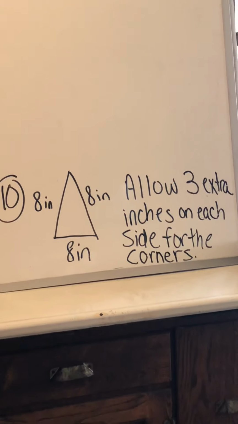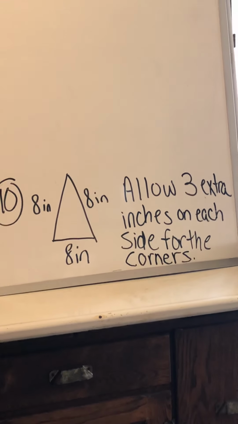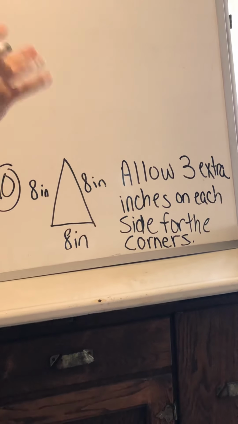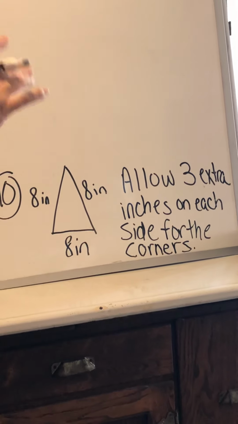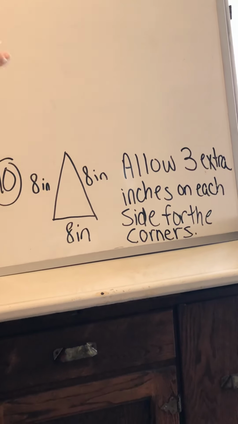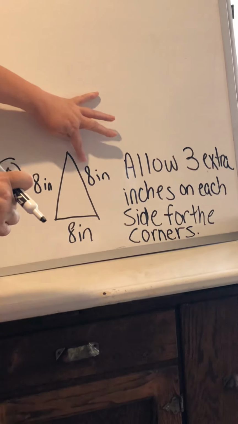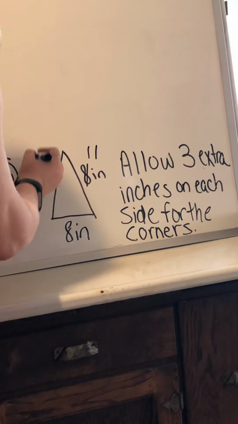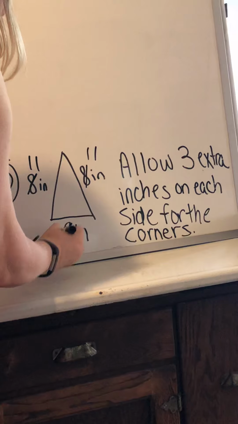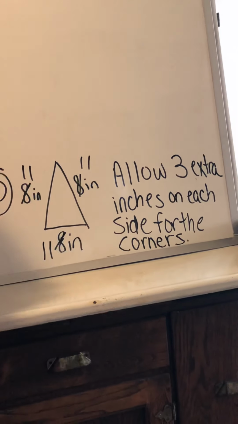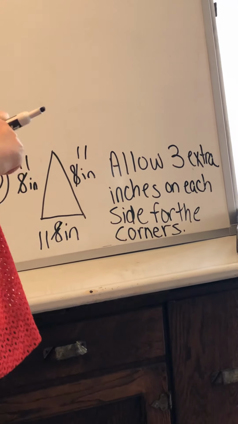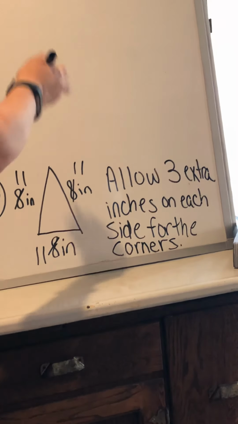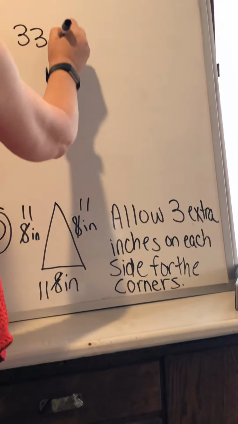So when it says that we have to allow 3 extra inches for each side, okay, the overall question is asking how much molding will be needed to enclose it. So we got to add 3 to every side. So 8 plus 3 is 11. So let's change all of these to 11. 11 plus 11 plus 11 is how much? Well, that should add up to 33 inches.